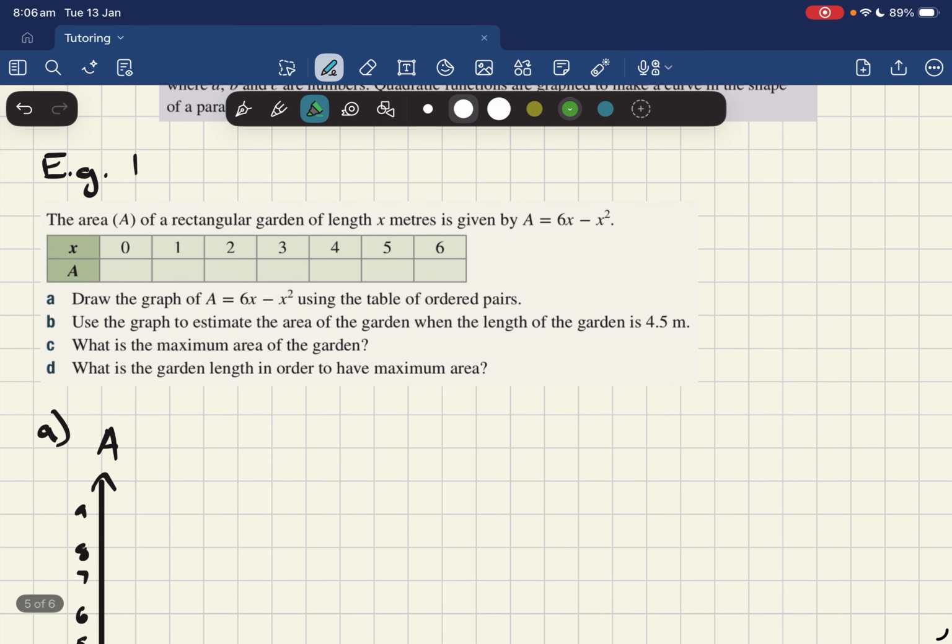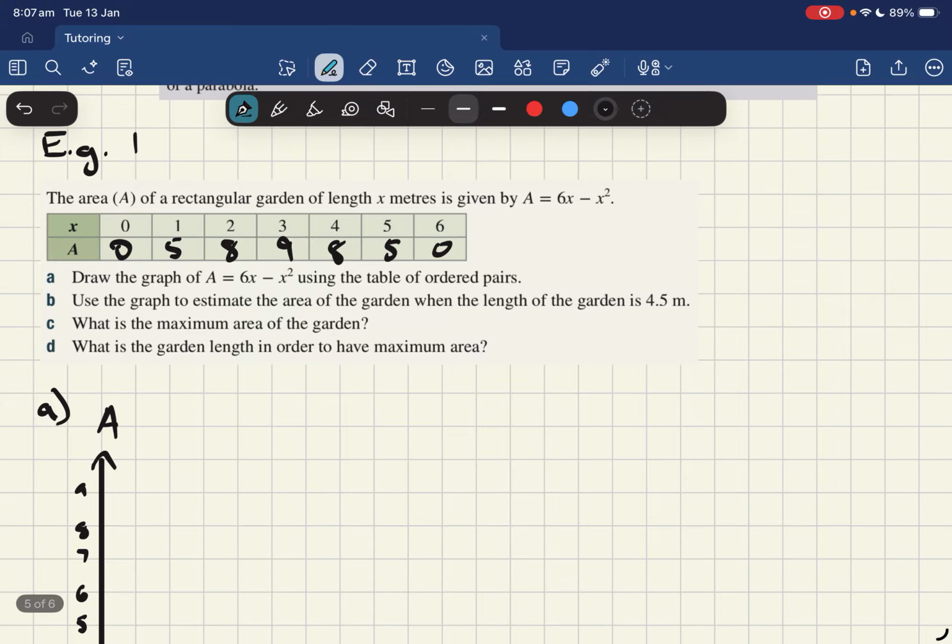Now, example 1 says that the area of a rectangular garden of length x meters is given by A equals 6x minus x squared. It's saying first to draw the graph using the table of ordered pairs. So I have a table here. I want to sketch the graph by substituting into and filling out the table of values. You can pause the video and have a go at substituting on your own, but I'm just going to write in the values here. I have 0, then 5 when I sub the next one in, then 8, then 9, then 8, then 5, then 0.